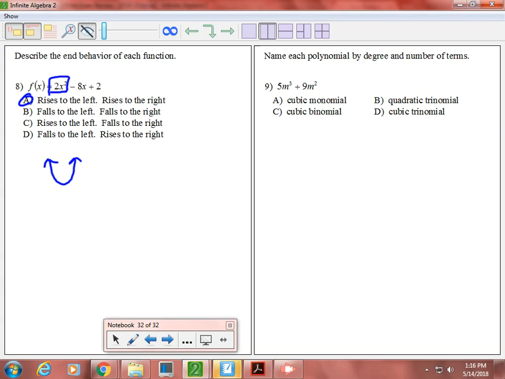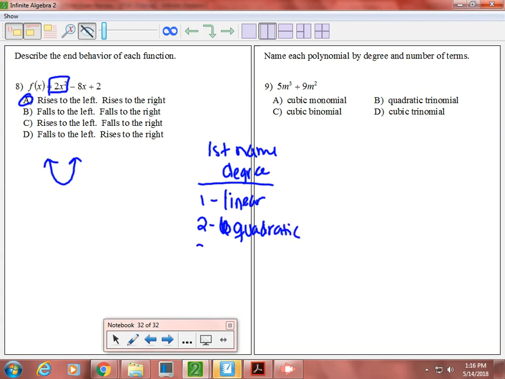Naming these, make sure that you remember your chart, or at least write it down on your cheat sheet. Its first name has to do with the degree. So if it's raised to the first, it's linear. Confusing first name and last name. If it's raised to the second, it is quadratic. If it's raised to the third, it's cubic. Fourth, quartic. Fifth is quintic.